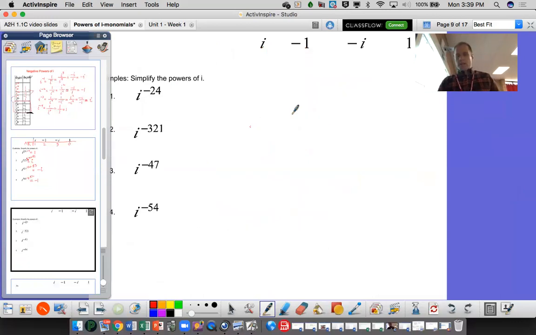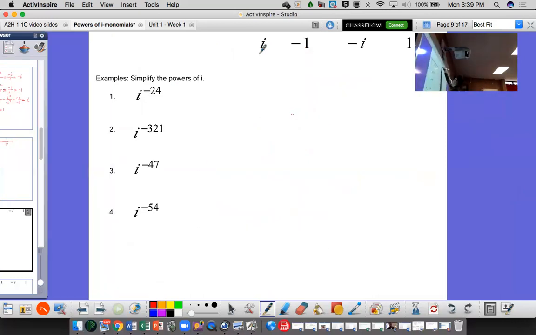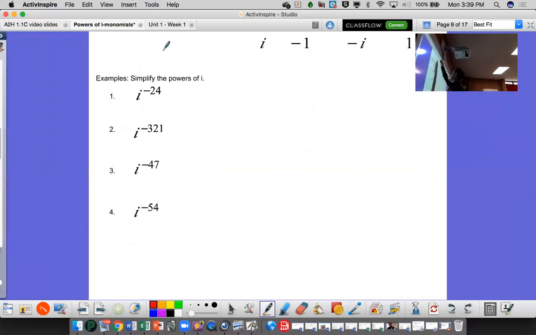So let's go to some examples now that we have this and see how it impacts our work. Take these 4 things and write them down, and then right before it, let's write them down again. I, negative 1, negative I, and 1, okay? And I'm going to put a line right here for right now. I know that this was a remainder of 1, a remainder of 2, a remainder of 3, and a remainder of 4. I, negative 1, negative I, 1, okay?